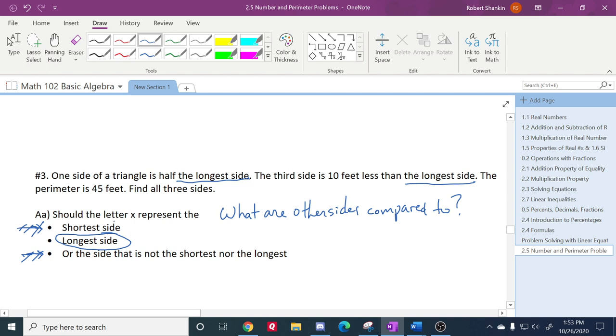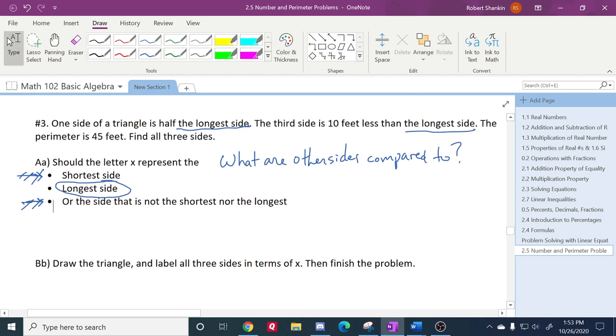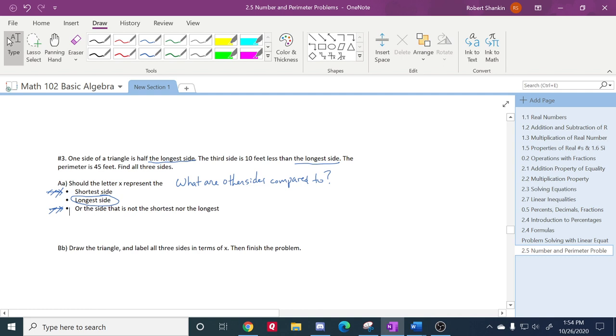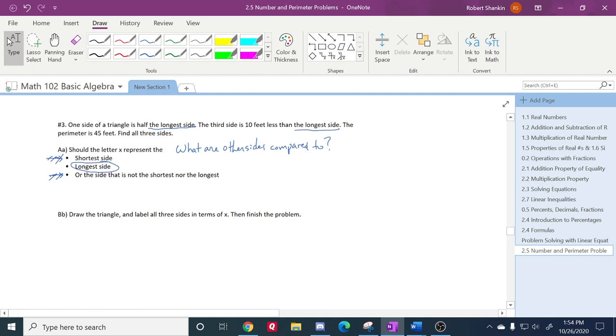All right. Now, draw the triangle and label all three sides in terms of X. And then we're going to finish the problem. So, let me give you a minute to draw the triangle. And it's not going to be X, X, X, but one of the sides is going to be X, and the other two sides will have X in it somehow. But they tell you information about how to make those in terms of X. So, I'm going to give you a minute. Make a guess on your own.